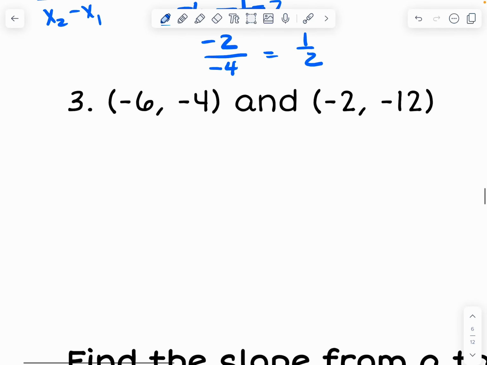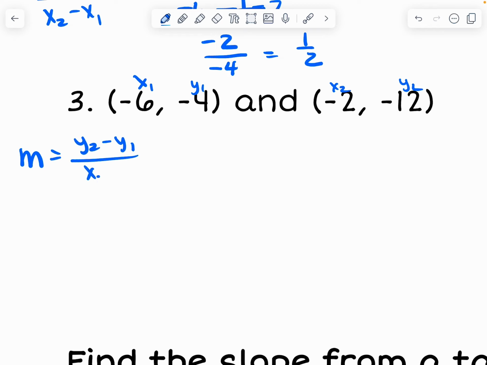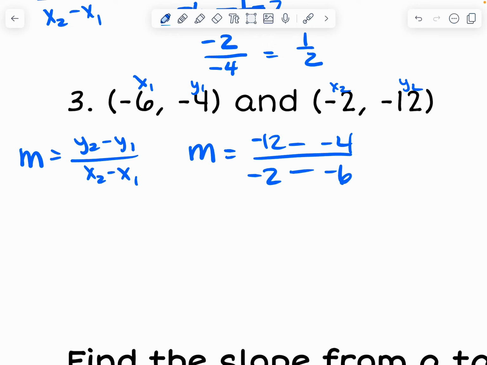Number 3, again, x1, y1, x2, y2. The slope says y2 minus y1 over x2 minus x1. So my slope here, I would have negative 12 minus a negative 4, negative 2 minus a negative 6. This turns to a plus sign, this turns to a plus sign. That would get me negative 8 over 4. So my slope is negative 2.